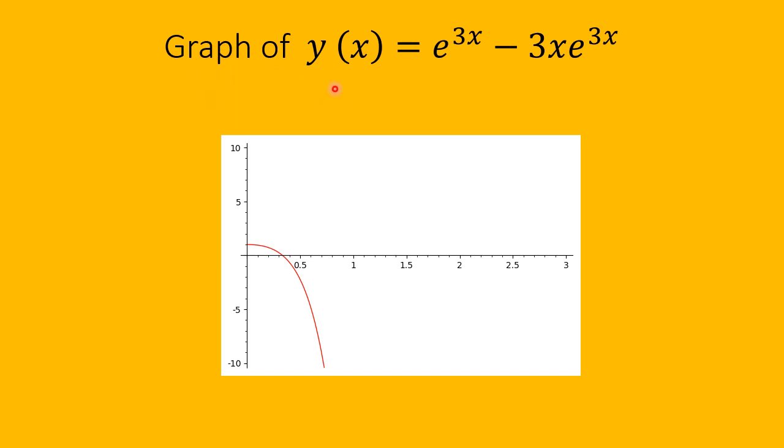Here is the graph of the solution to that initial value problem where the ordinary differential equation had a double root of 3. On the y-axis, we're going from minus 10 to 10, and on the x-axis, from 0 out to 3. And the solution of that initial value problem looks like this.